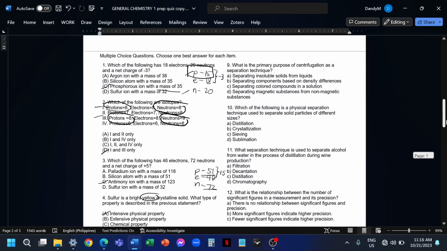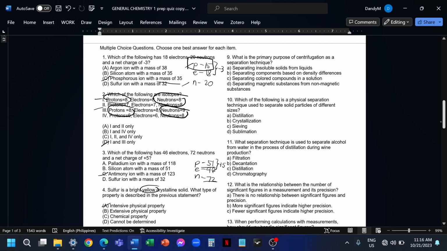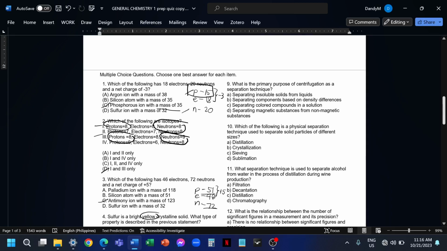Number 9, what is the primary purpose of centrifugation as a separation technique? So this one is again the process of separating the components of blood. We can separate the plasma from the heavier blood cells. That is done by a machine, and they can separate because of their difference in density. In that case, the blood cells are heavier compared to the plasma. So there is a difference in the density of the components. So this one is letter B, separating components based on density differences.